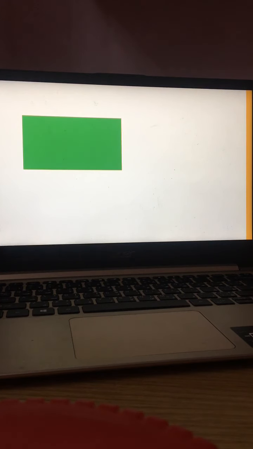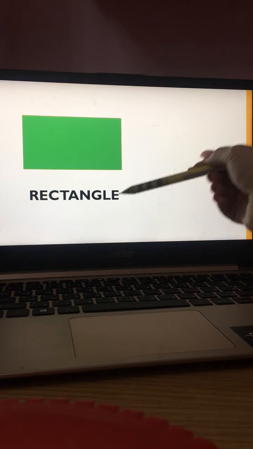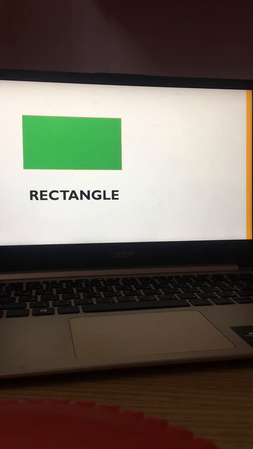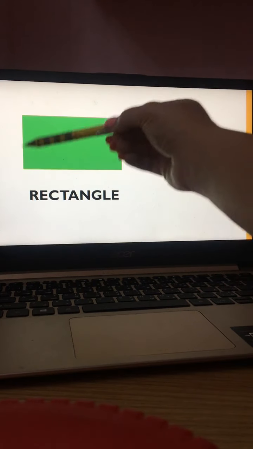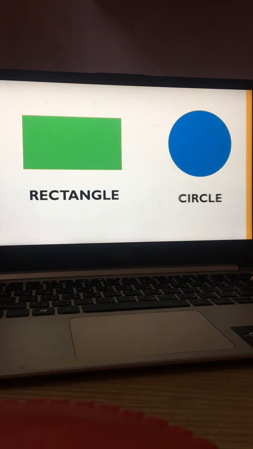Now, let's move on to the third 2D shape. It's called a rectangle. This is the length of the rectangle and this is the width of the rectangle. Now, this is the fourth 2D shape that we are going to talk about. It's called a circle. This is how a circle looks.